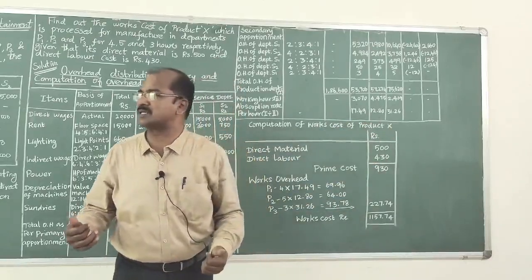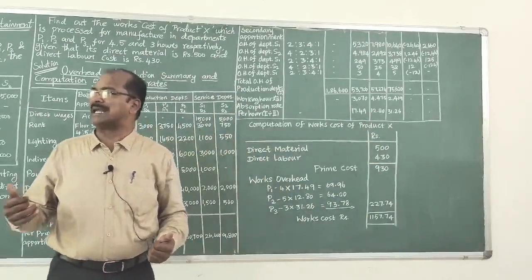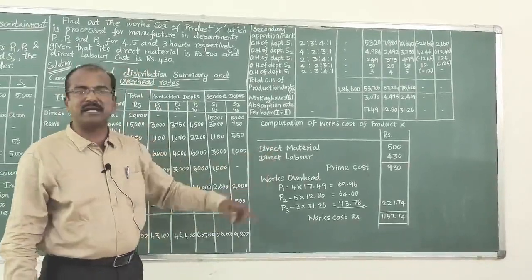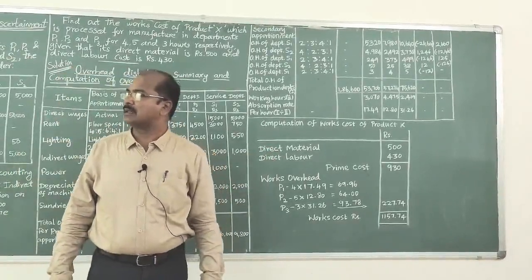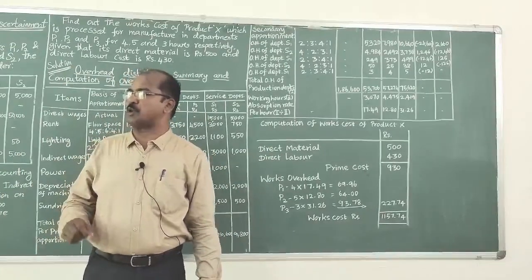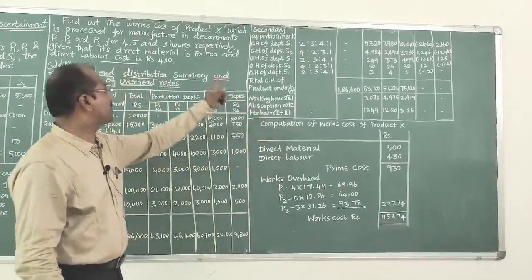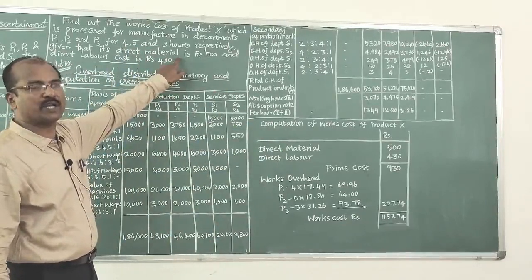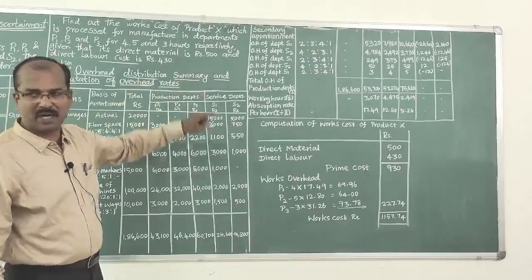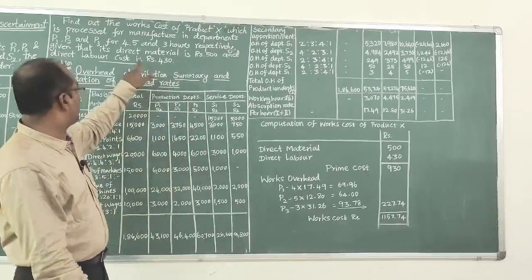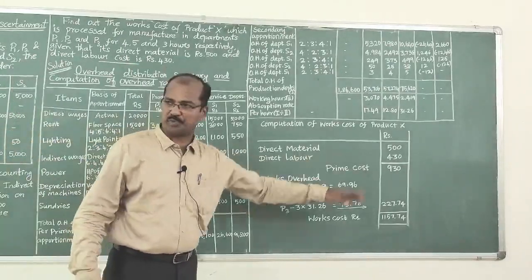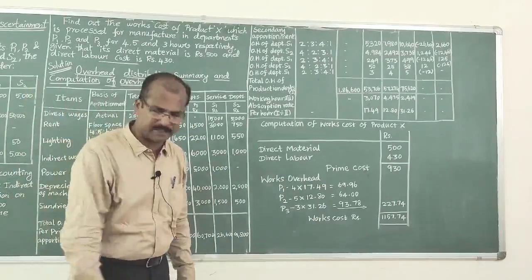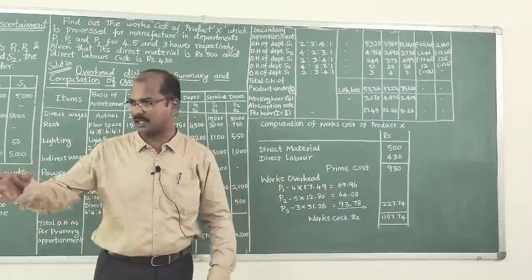Now let's move to the last stage of the solution, which is nothing but calculating the works cost of product X. Right. Direct material to be consumed for producing product X is 500 rupees according to the problem. See, look at it. Material required to be consumed is 500 rupees for producing product X. Then labor comes to 430 rupees. If you add these two figures, you get the prime cost of manufacturing product X. It comes to 930 rupees.